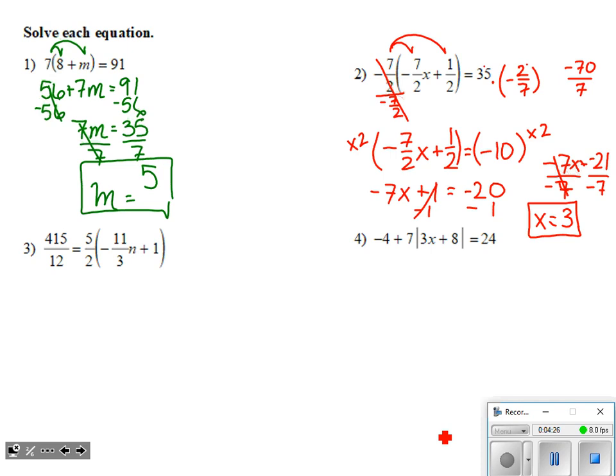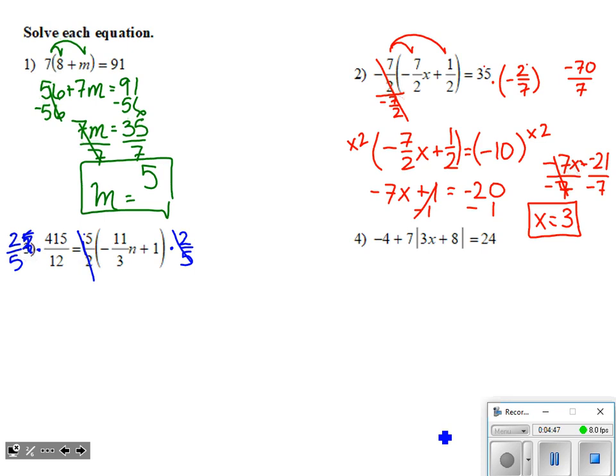For problem number 3, more fractions happening here. Let's try that approach that we did up above, because, again, the faster I can get these fractions out of the way, the better I feel. So I'm going to divide away 5/2. That means multiplying both sides by the reciprocal, 2/5. Okay, that will cancel that out on the left.